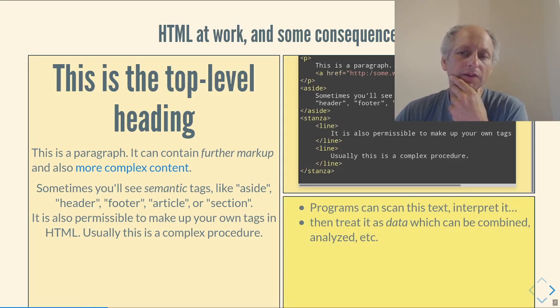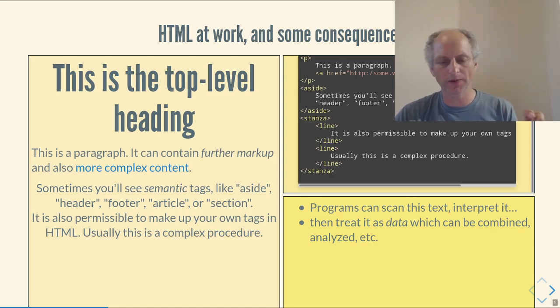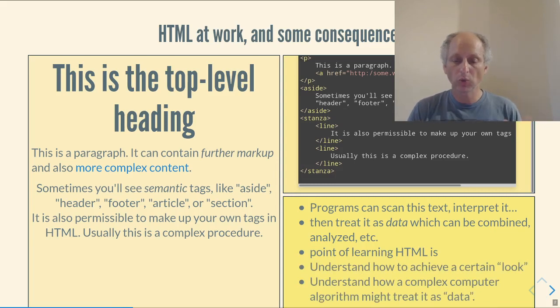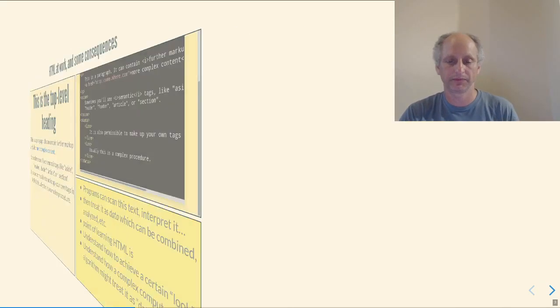HTML differs from just plain text in that it is already semi-structured. Programs can scan the text and interpret it, and then treat it as data to combine, analyze, and also present to the reader. The point for you of learning HTML, I mean, there are many points potentially. One point is to understand how you would achieve a certain look, and you're going to need to be able to do that for the assignment. Another, though, sort of broader aim is to understand how a complex computer algorithm might treat this text as data.